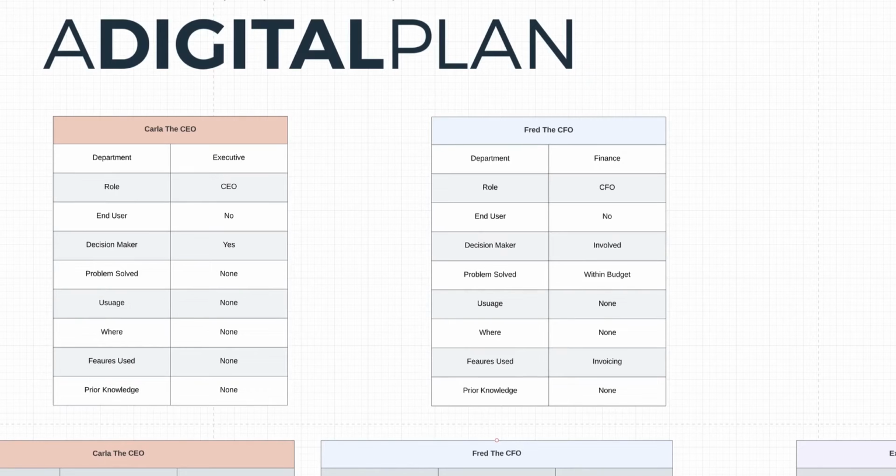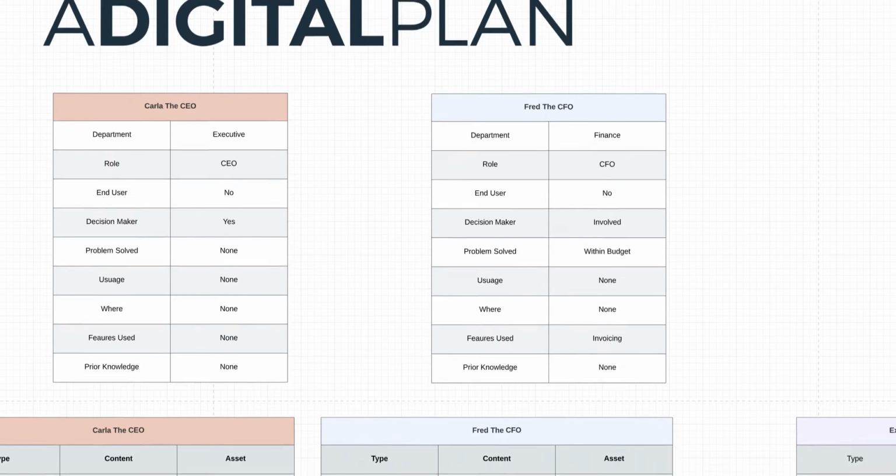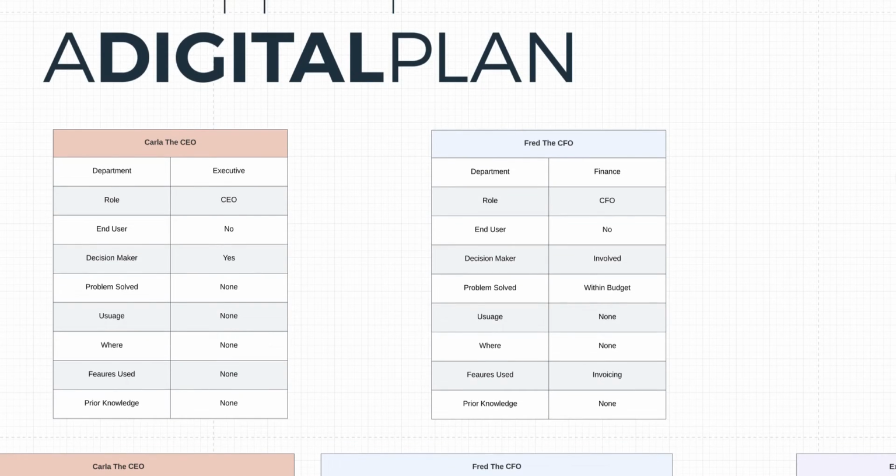You have Fred, the CFO. He is not an end user either. He is involved within the decision maker and problem solved within budget. Features used? He's going to go in and he's going to pay the bill. Do you see what I mean? And you are going to target all of these people with different email sequences.